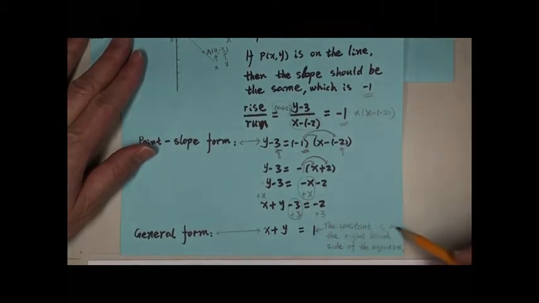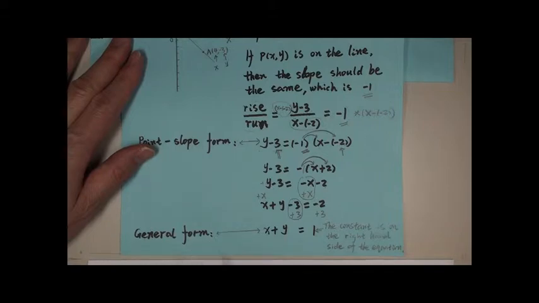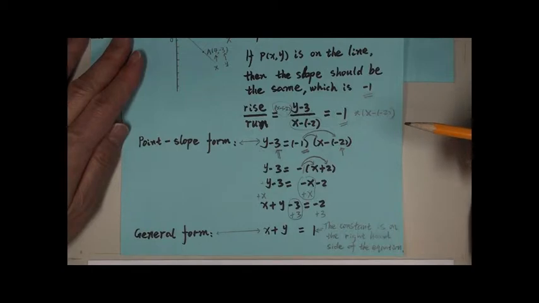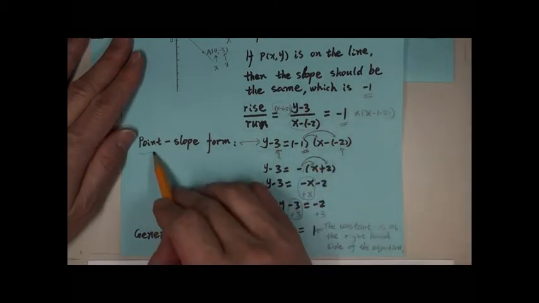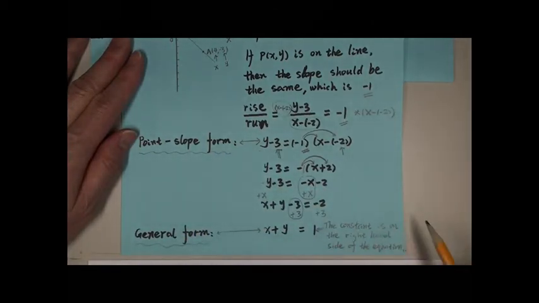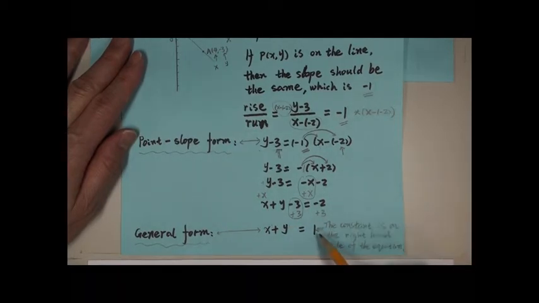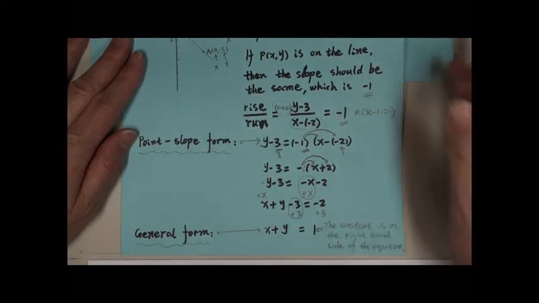The constant is on the right hand side of the equation. Variables are on the left. This kind of form is called general form. So here what we have learned is that besides the point slope form, we have a general form. General form, all the variables on the left, x, y. Remember here the exponent is 1. And here the constant is on the right.